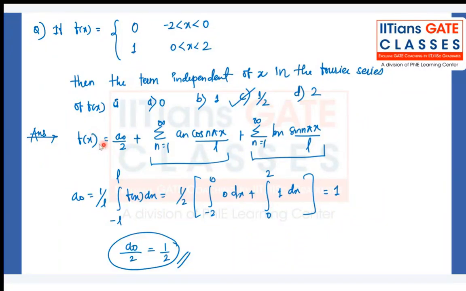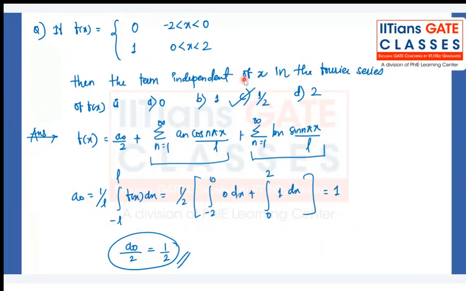So if you know the Fourier series, what is the Fourier series? A naught by 2, plus summation n is equal to 1 to infinity an cos of n pi x by L, plus summation n is equal to 1 to infinity bn sine of n pi x by L. Both of these two terms in which summation is there are depending on the x, because the cos of n pi x term is there in each and every term. Similarly, the sine term will always be there, right? So basically these two terms are depending on the x.